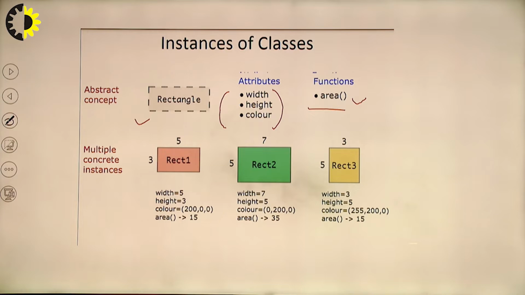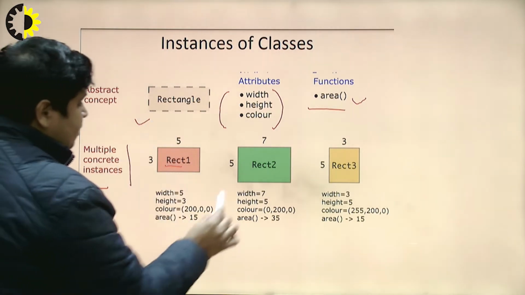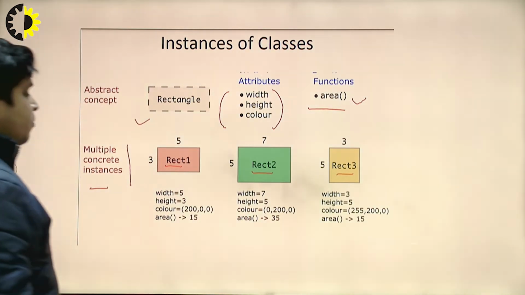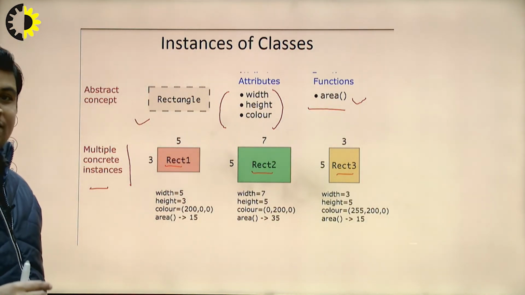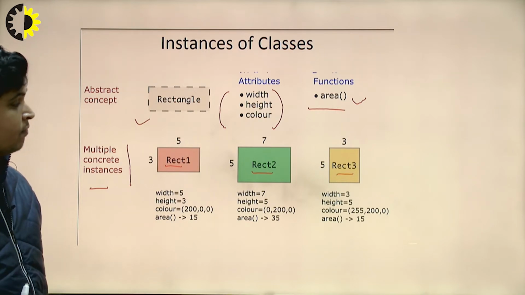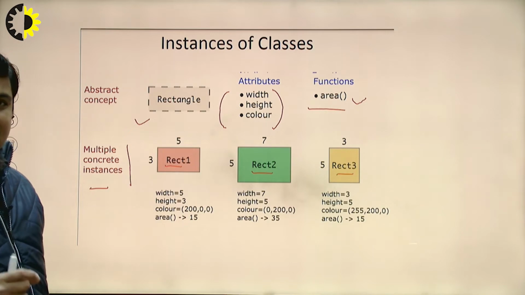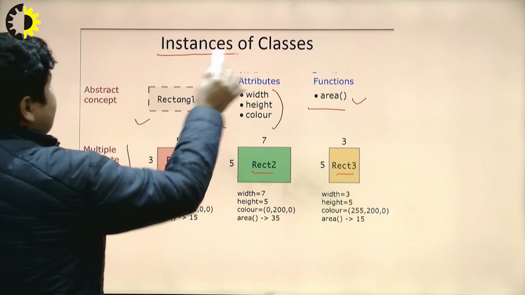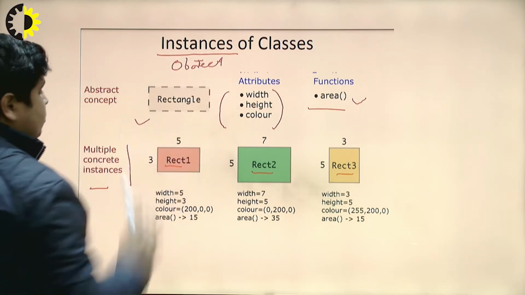Similarly, we can create multiple concrete instances. This is instance 1, this is instance 2 and this is instance 3. The name of instance 1 is rect1, the name of instance 2 is rect2 and the name of object 3 is rect3. I have already told you object of a class or instance of a class, both are the same terminology.